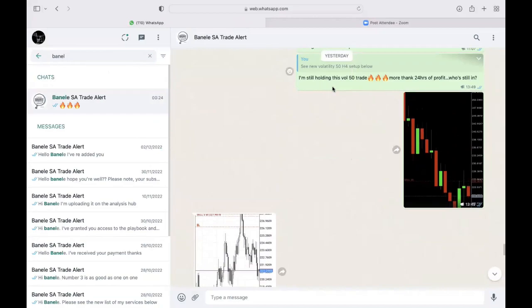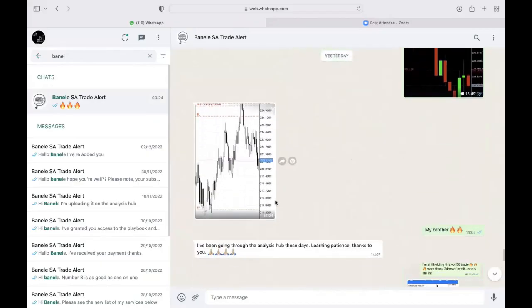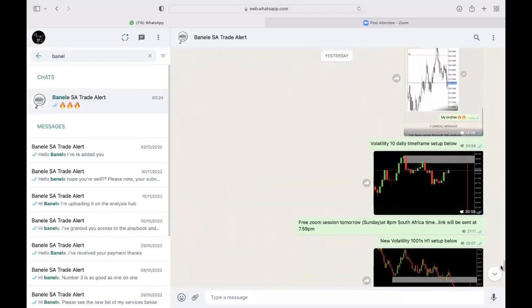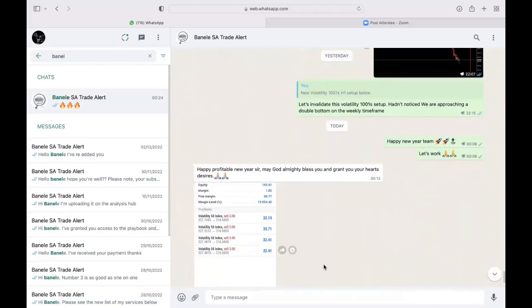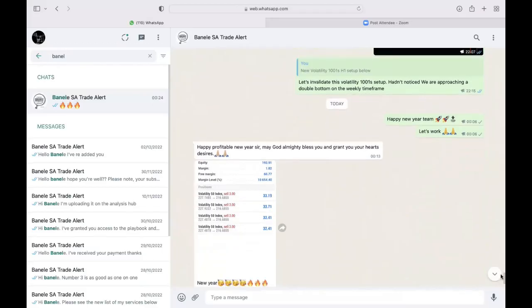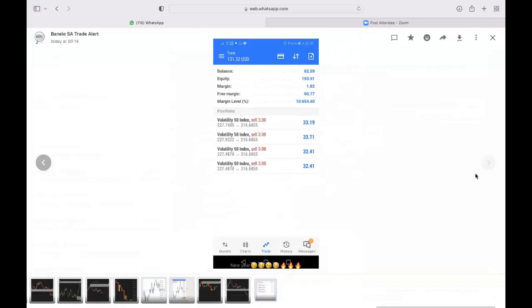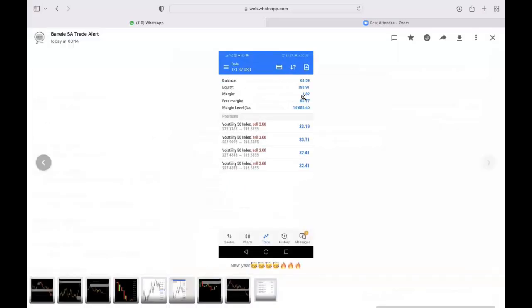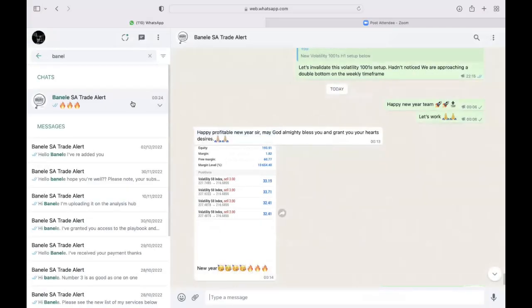Over here, I'm still holding this Volatility 50 trade, more than 24 hours of profit. Who is still in? And he did send me his chart, and this is his testimonial. I've been going through the analysis of these days. That's one of my packages, learning patience thanks to you. Let's see if we can get some figures coupled with that. So this is that Volatility 50 trade he's in, and as simple as that, he is actually making $193 in one trade with the minimum lot size from a $62 deposit. So this is more than triple your account in one trade, because we just understand where to take our trades.